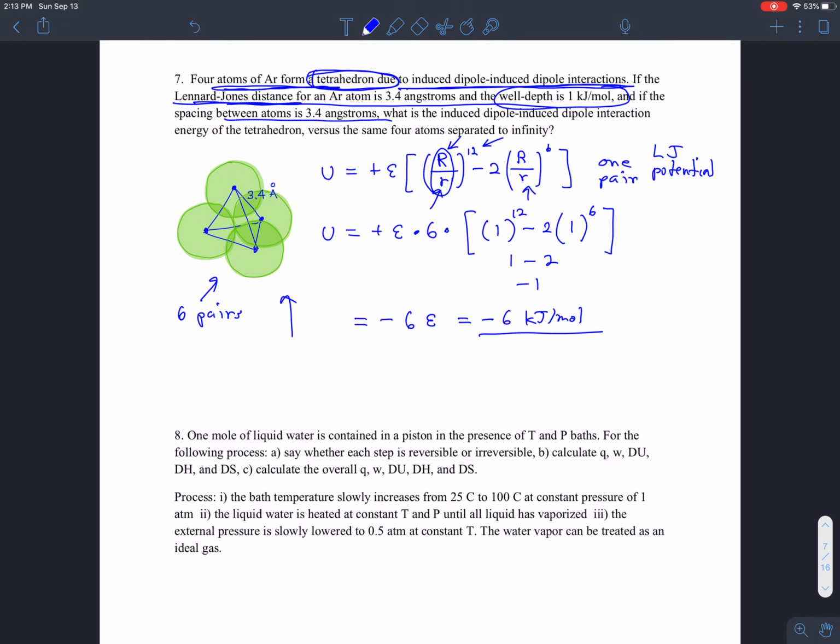In the earlier problem, we then calculated what the probability is of seeing a cluster like this versus seeing the same 4 atoms separated to infinity. This problem doesn't ask for that, so we're done now.